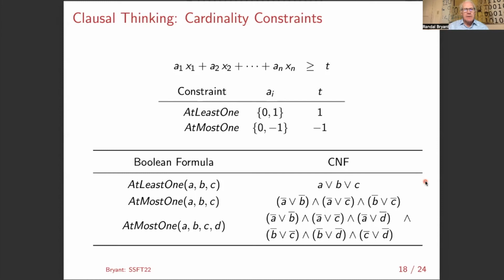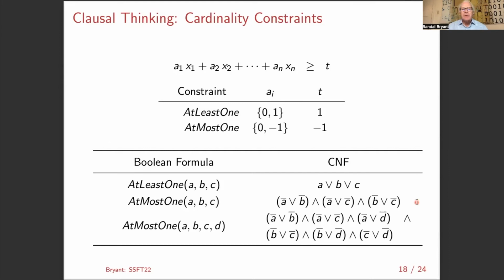If I have the a sub i's being 0 and -1, and the threshold t being -1, it's saying at most one of them is -1. And both of these are fairly useful constraints. So to encode this in CNF, we can see that at least one is just the disjunction. That's very straightforward. At most one's a little bit trickier.